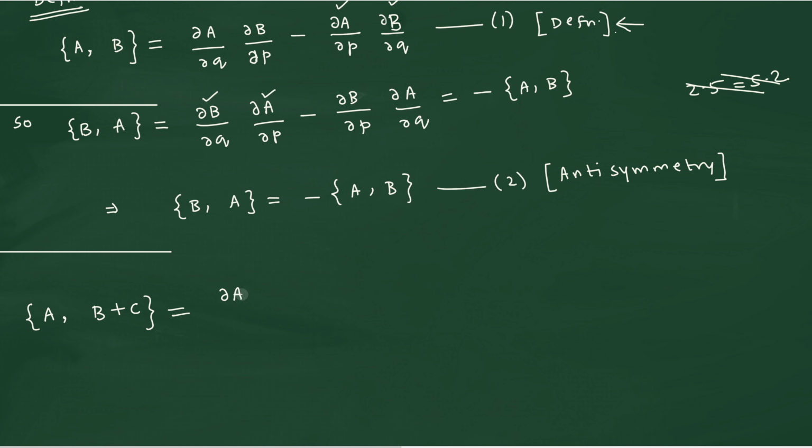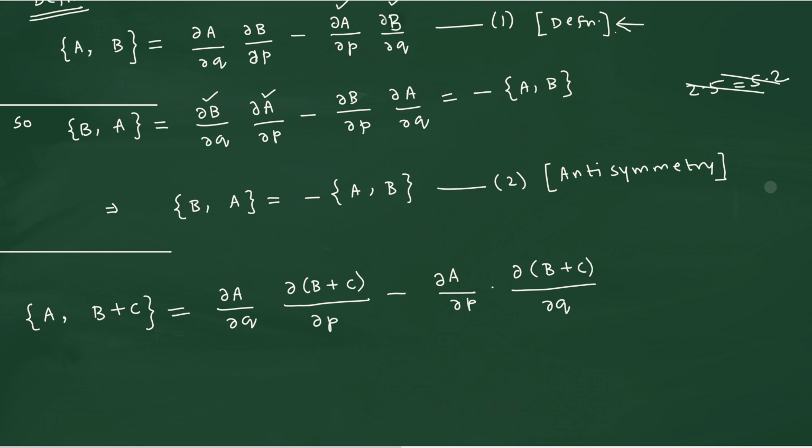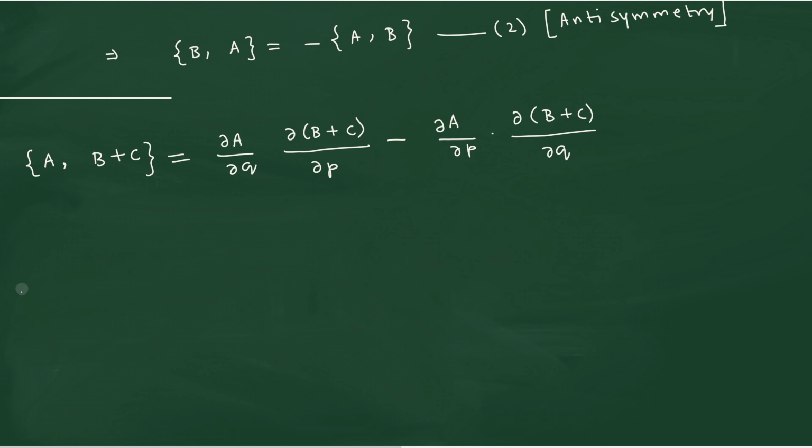So I can now write ∂A/∂q, the first term here. In the second term, B is there, right? In place of B, I have to put B plus C. So I put B plus C here, divided by ∂p. Then minus the first element with respect to p, multiplied by the second element, B plus C, divided by ∂q. That is all. Once this expression is written, the rest is simple, you just have to simplify.